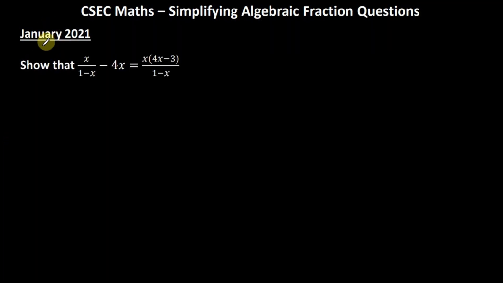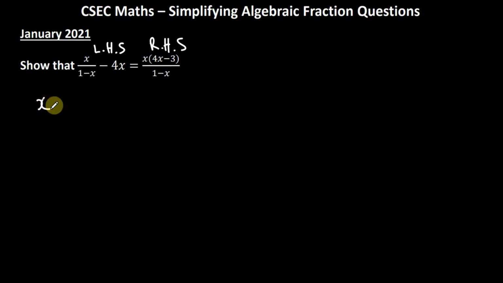And now the final question that we'll be looking at in today's video was given on the January 2021 paper, and it goes like this. Show that x divided by 1 minus x minus 4x is equal to x times (4x minus 3), all divided by 1 minus x. So let's see how we actually go about that. So we are proving that the left hand side here is equal to the right hand side.